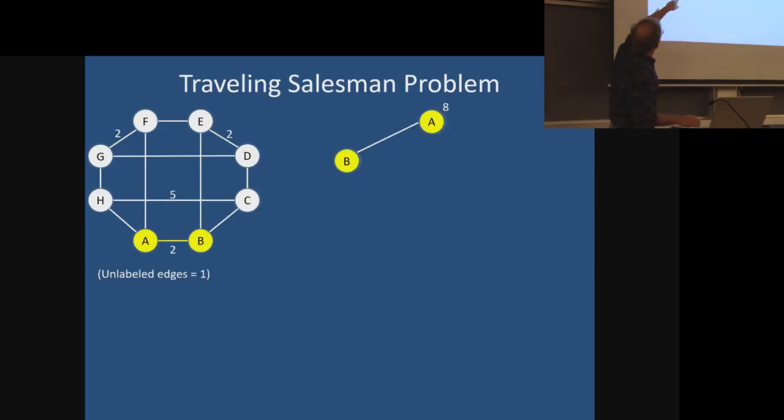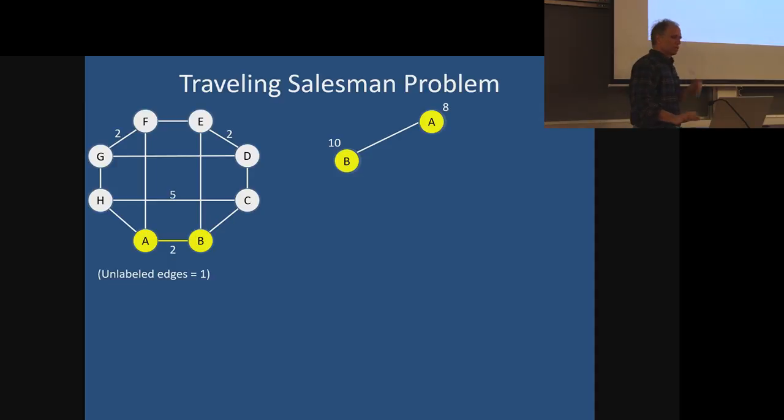So we can take C to D, that's 1. D to G is 2. G to H is 3. But now we have to use one of those edges of weight 2. That's 5, and then the one between F and E is 6. So we got 6 plus 4. So we got a bound of 10.